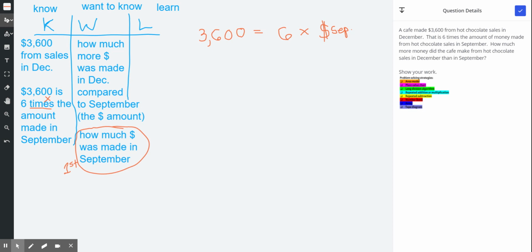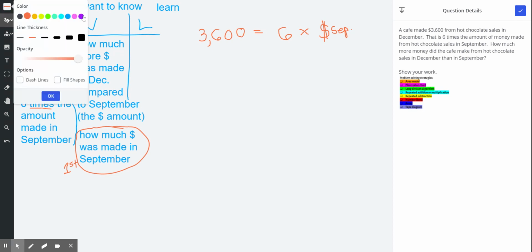Now, as we have been talking about, multiplication is the opposite, the inverse, of division. And because of that, I know that my unknown in this case is this, the money that was made in September. That's my unknown. I know how much they made in December, and I know it was 6 times more than in September, but I don't know yet how much money they made in September.